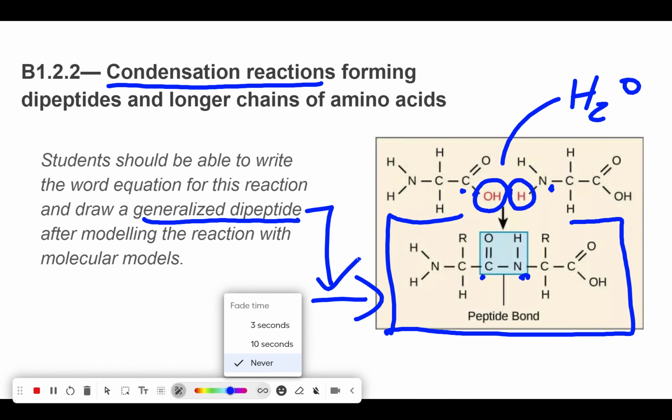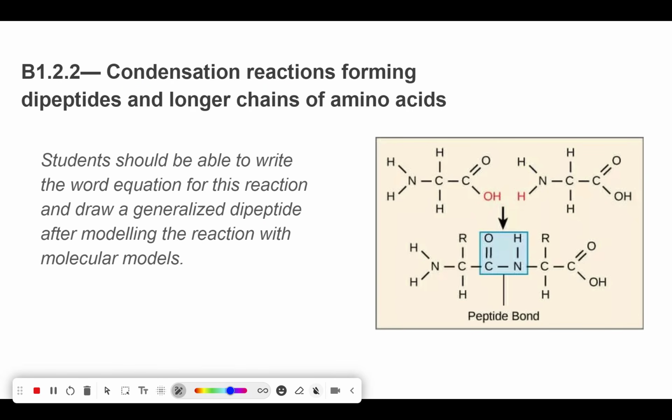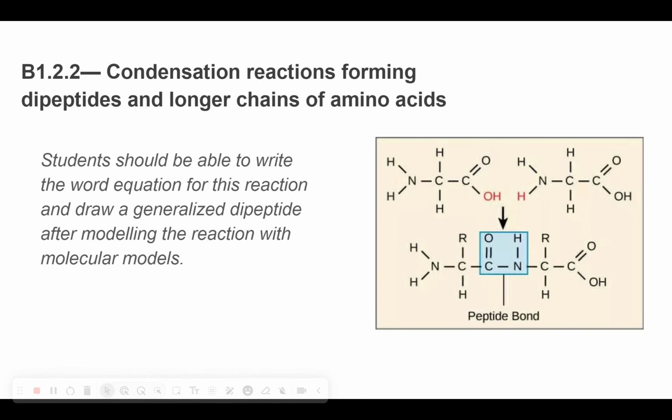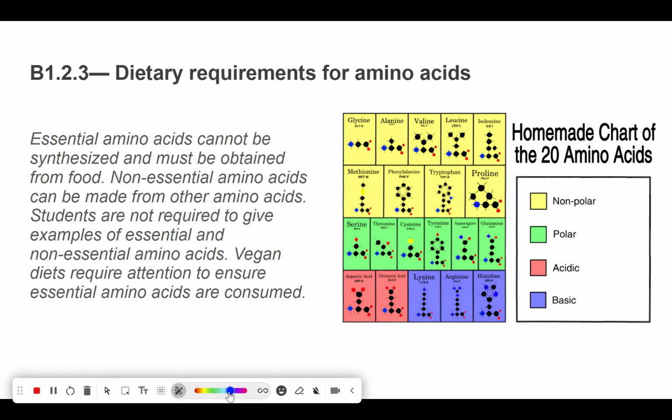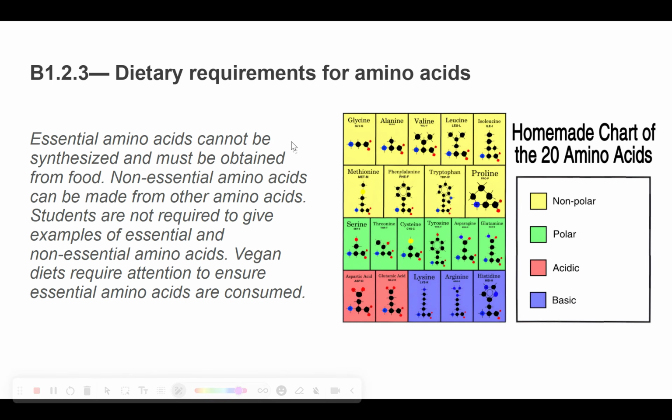All right, let's move on. Next point of information is about dietary requirements for amino acids. So there are 2 types of amino acids that you should be familiar with, essential and non-essential amino acids. I'm going to go purple, I think, for this.